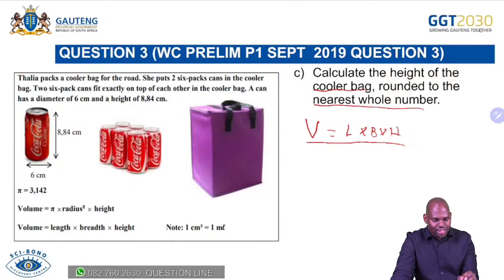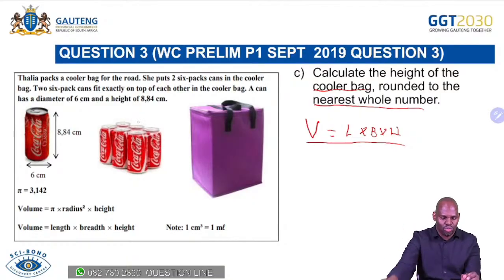There's information that is given there. They say Talia packs a cooler bag for the road. She puts 2 6-pack cans in the cooler bag. The 2 6-pack cans fit exactly on top of each other in the cooler bag. Fit exactly. So it means if I put another pack, then I'm going to have 2 layers.